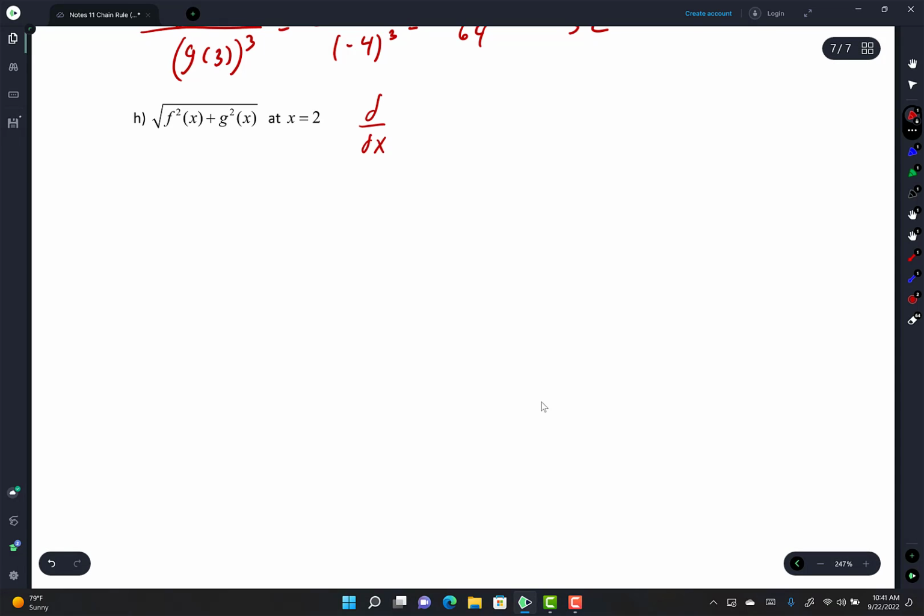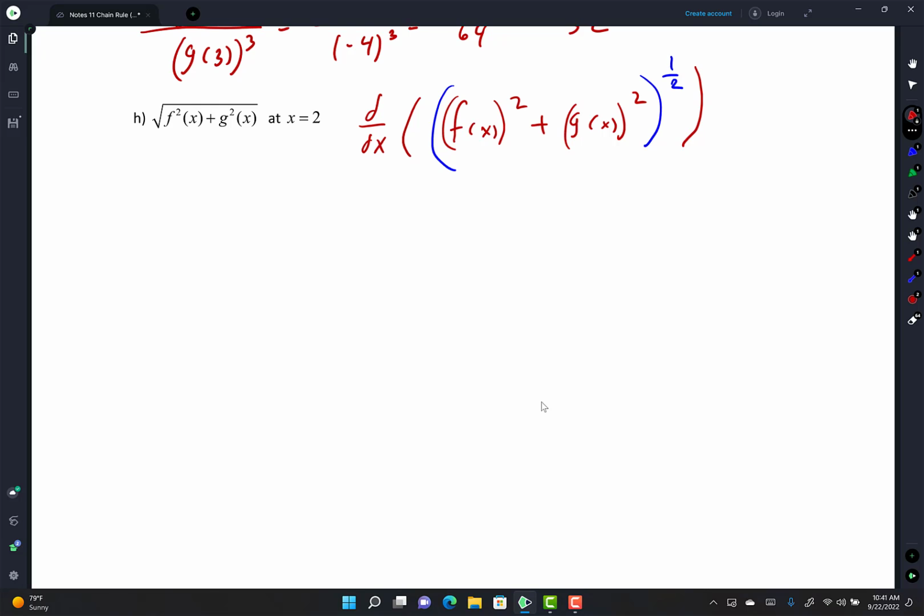I'm trying to take a derivative, and let me see if I can rewrite it. I'm going to write f of x squared plus g of x squared, and then put a giant parenthesis right there, and then that's to the 1/2, and then close it up. Yeah, there's a lot of insides. Are we okay? I haven't done anything, guys. All right, what do I do first?